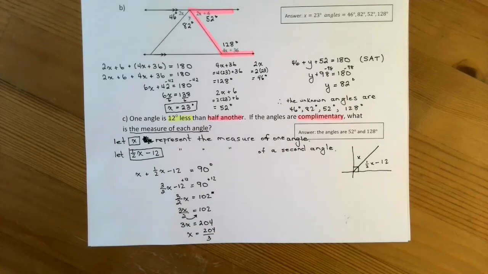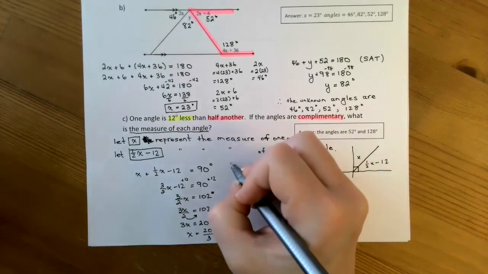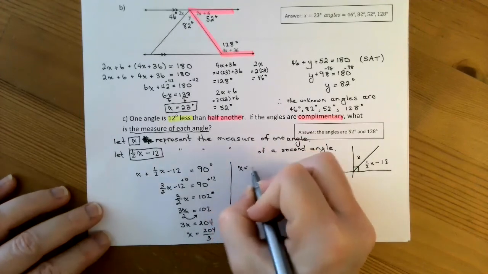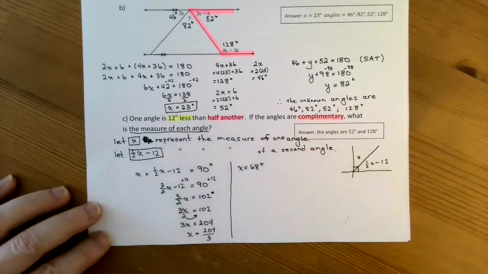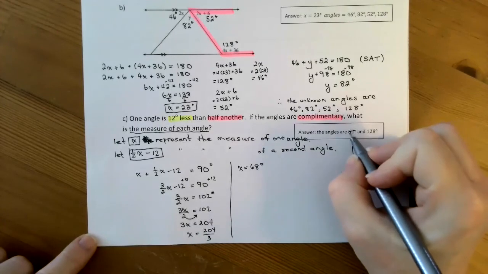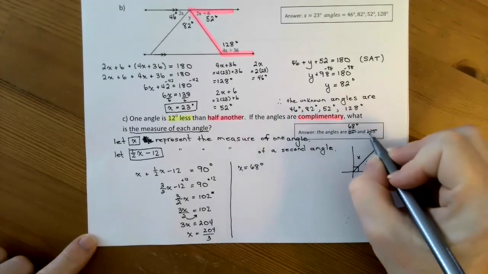When I put that into my calculator or my brain, let me just draw a straight line here so we can continue the work. x is equal to 68 degrees. So that's what x is. Wow, it looks like these answers are wrong, so let's go ahead and change those. This should be 68 degrees, and we'll see what this one is.